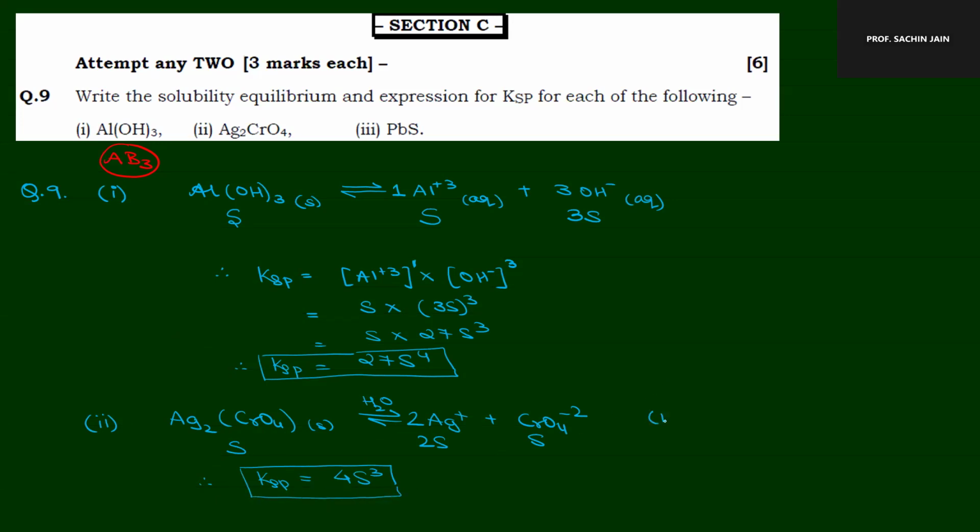And then the third part, PbS: directly, what type of salt? AB, so KSP is S square. Done. So 1 mark for each of the solubility equilibrium and KSP relation. Total 3 marks. Did you understand what to do?